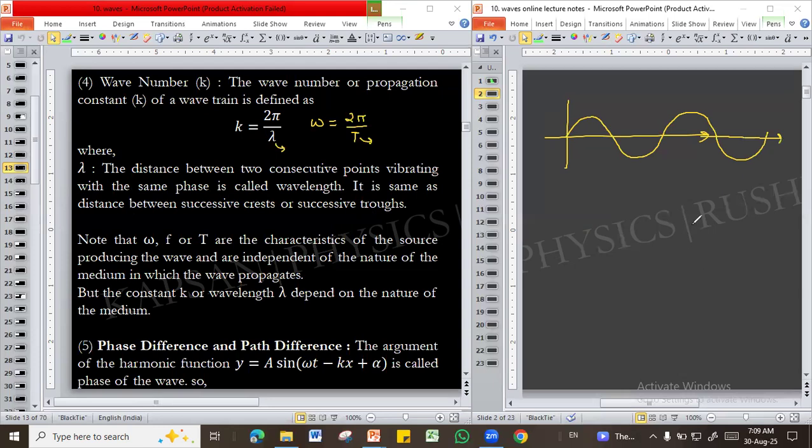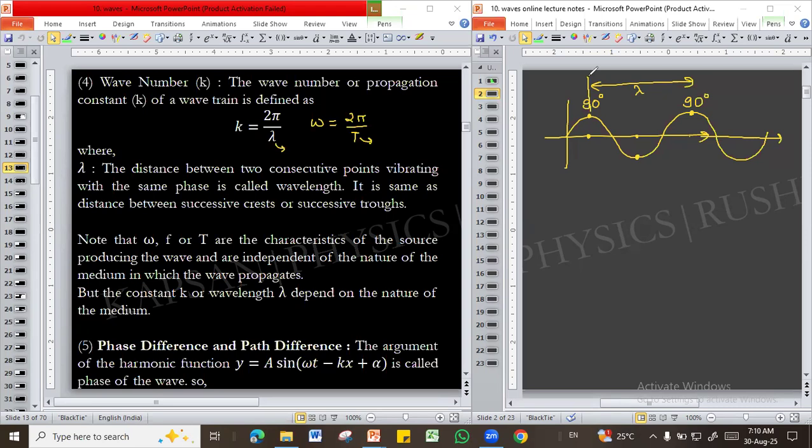Okay. Then the distance between the particles which are oscillating in phase, let's say this particle is at the positive extreme, this particle is at negative extreme, this particle is at positive extreme. So this particle has phase equal to 90 degree, this particle also has phase equal to 90 degree. So these are the particles having phase equal to 90 degree. So the distance between the particles having equal phase or same phase, that distance is the wavelength.